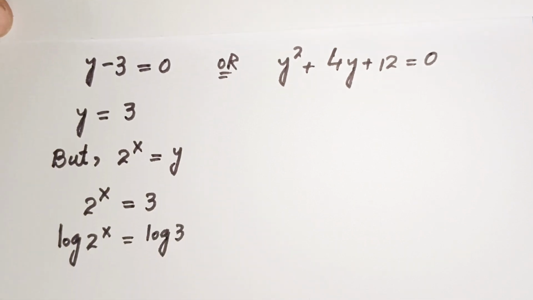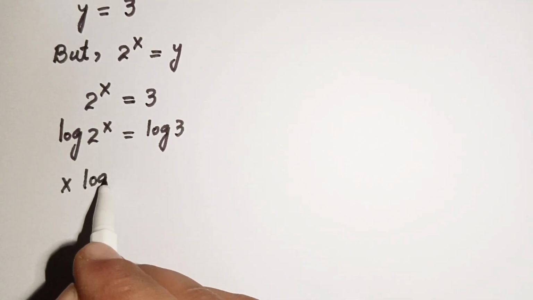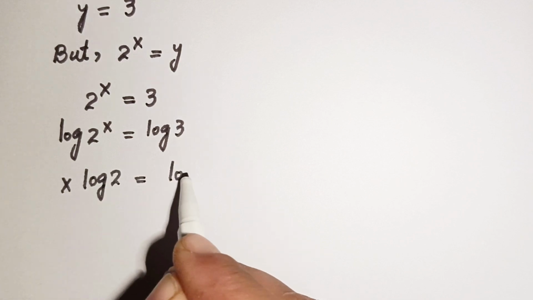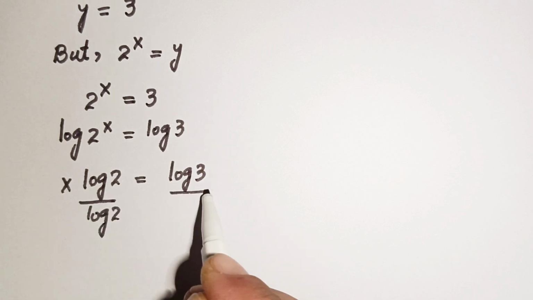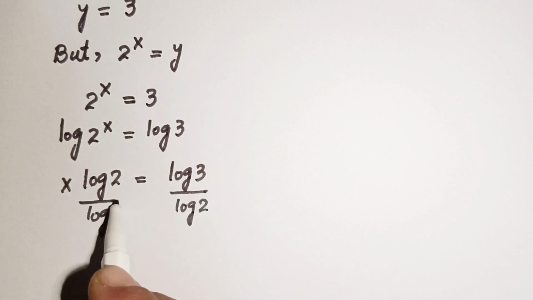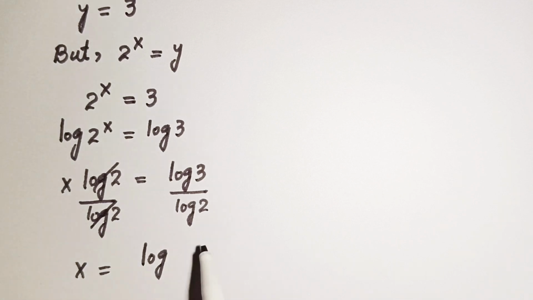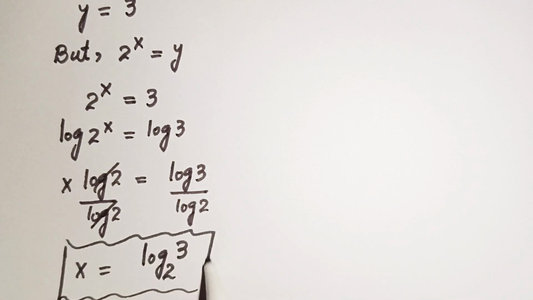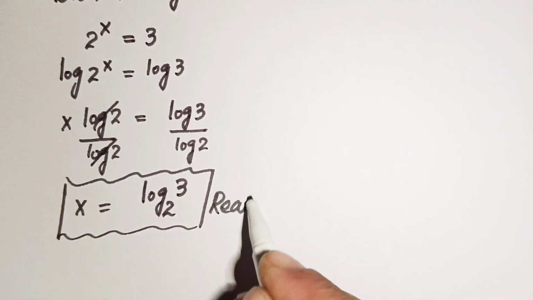Here, using the logarithm power law, we have x log 2 is equal to log 3. By dividing log 2 on both sides, we get log 2 cancelling with log 2. So x, using the logarithm law that log a over log b is log a to base b, will be log 3 to base 2.